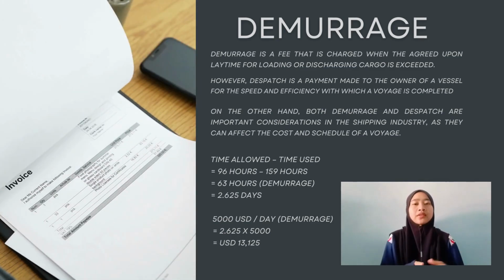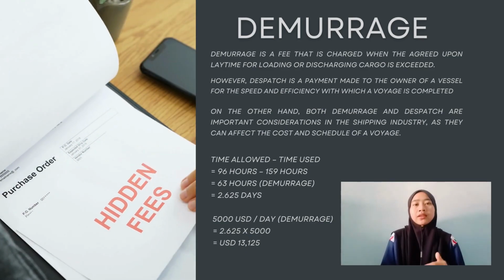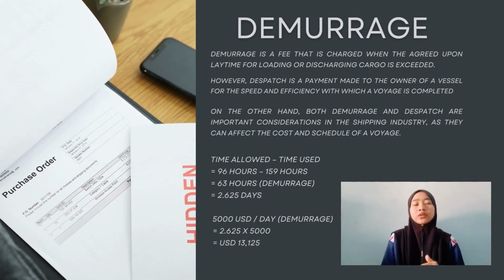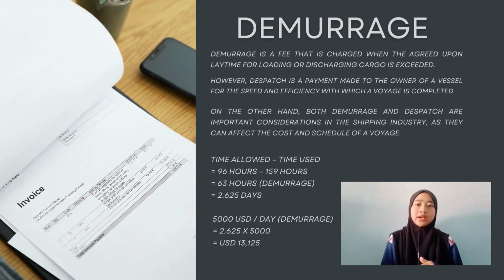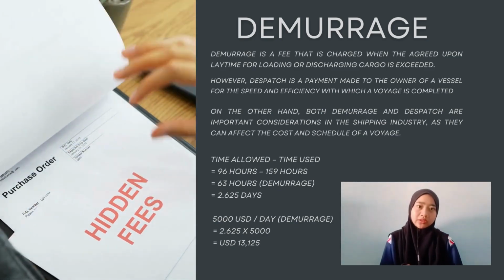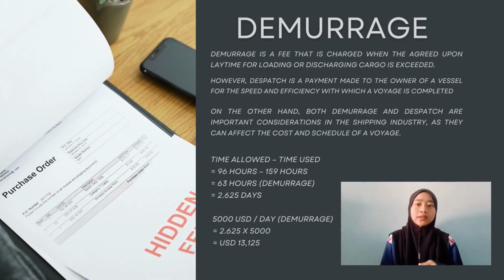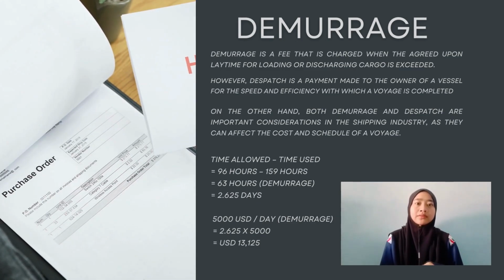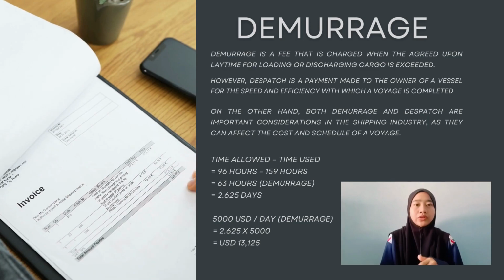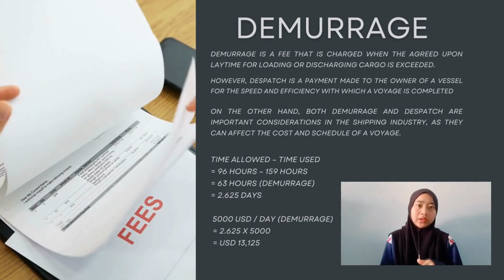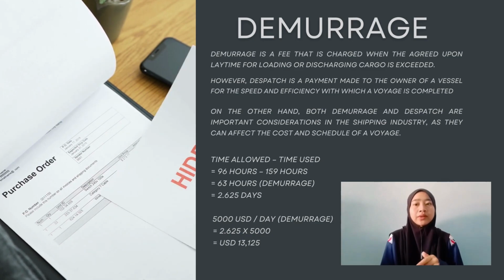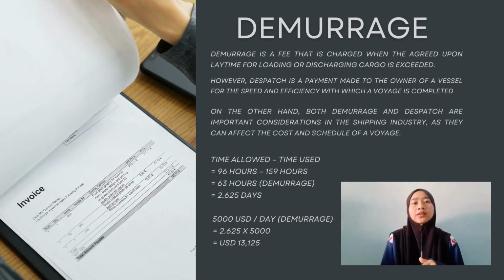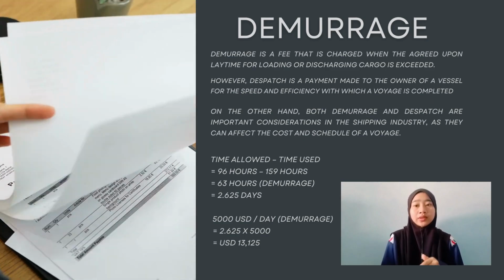As we can see, this is the calculation of the demurrage. Time allowed minus time used equals 96 hours minus 159 hours, equal to 63 hours of demurrage, equal to 2.625 days. At 5,000 USD per day of demurrage, equals 2.625 multiplied by 5,000, equal to USD 13,125.